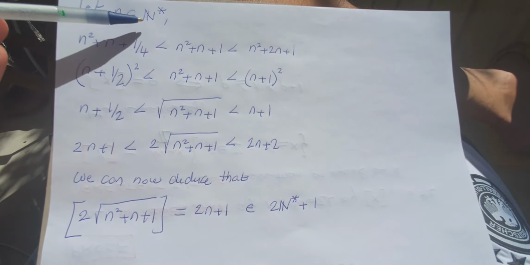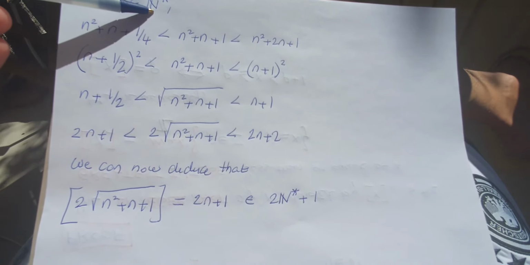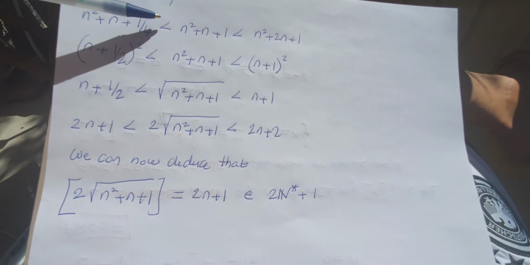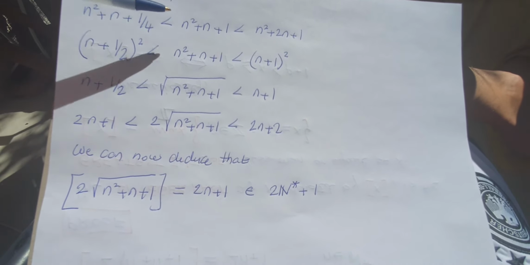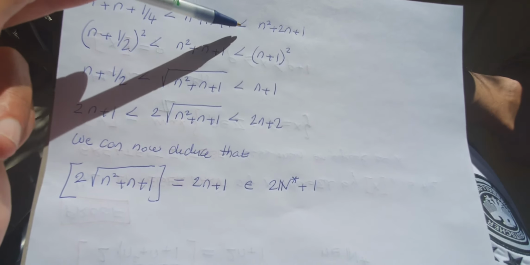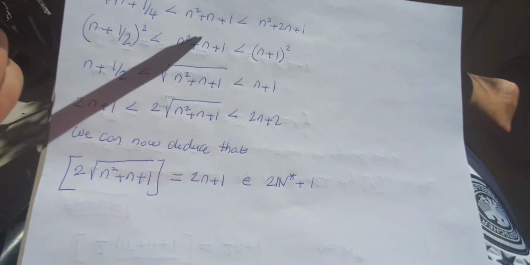So let n belong to N star, that is the set of all natural numbers without 0, then n squared plus n plus 1/4 is strictly less than n squared plus n plus 1. And this is not strange, because n squared plus n is the same here, and 1/4 is strictly less than 1. And this in its turn is strictly less than n squared plus 2n plus 1. And once again, the right hand side here is n squared plus n plus 1, which is the same here, plus n, which is greater or equal than 1. So we have this double inequality.